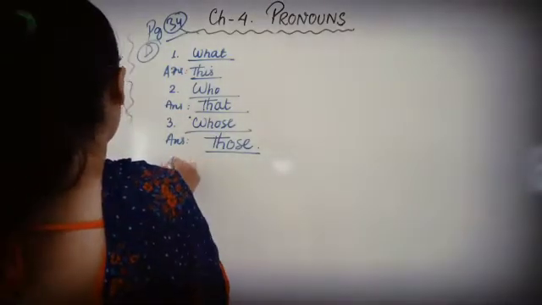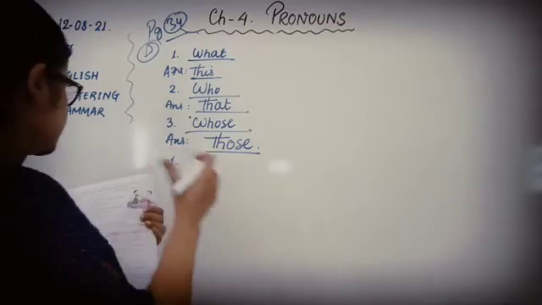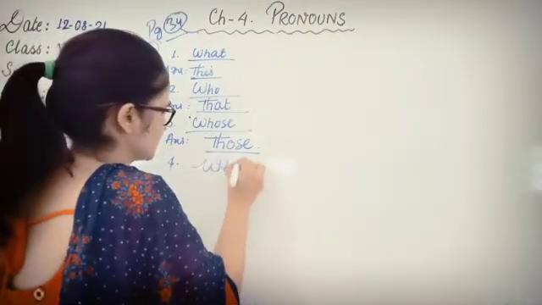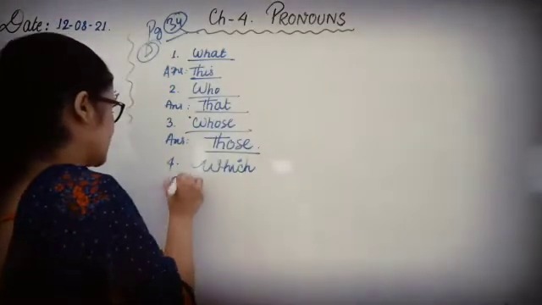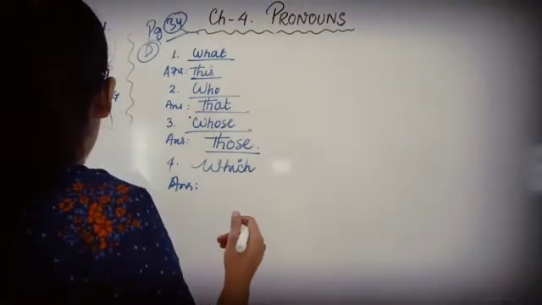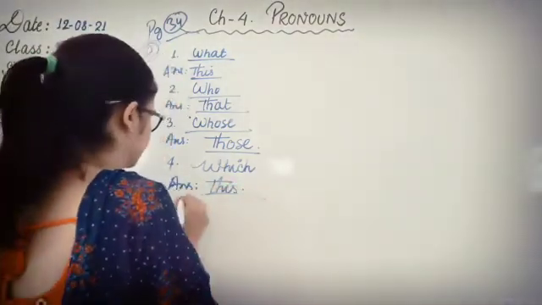Yes. Now number 4. Dash is a better book for children among these two. Which is, because question word, interrogative, which is the better book? Answer. This is a good book. Number 5.